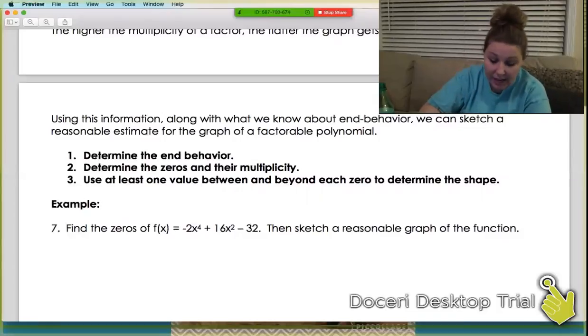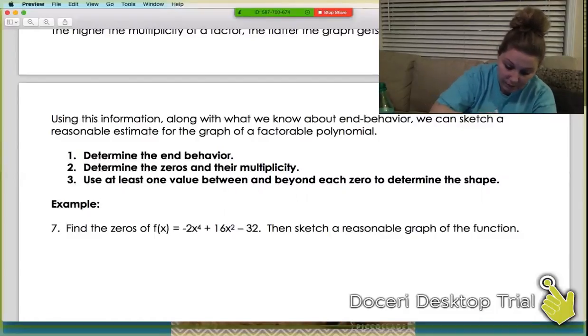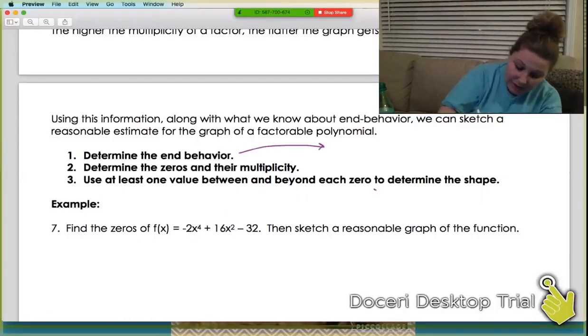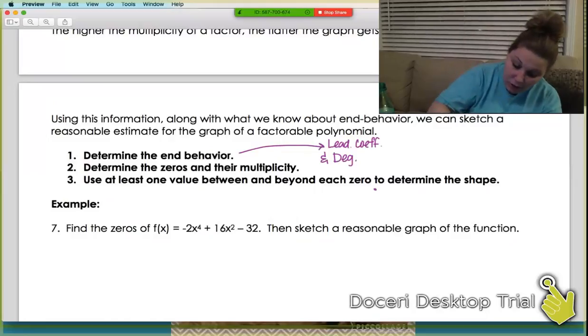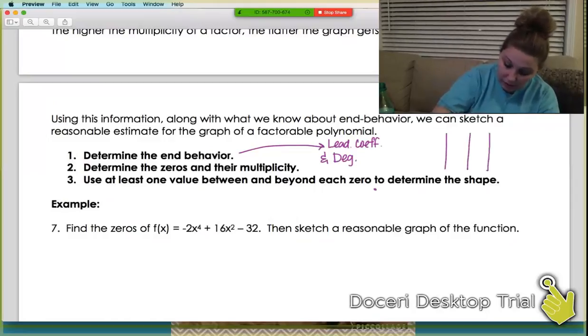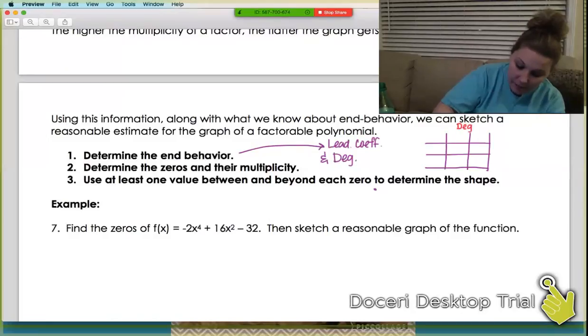So to find the end behavior of a function, we need to look at the leading coefficient and the degree of the function. Okay, so the leading coefficient might be 2 and the degree might be 5. And when we looked at this before, I think the easiest way to do this is to set up this table like we did before. So we'll have the top here be the degree, and we'll have the side here be the leading coefficient.